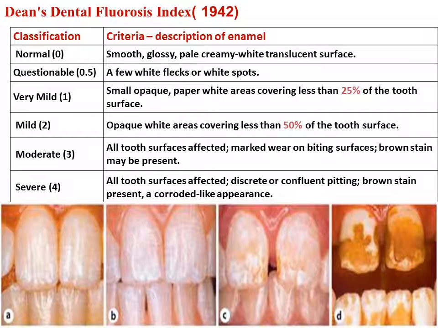How do we measure dental fluorosis? This is done by using different fluorosis indices. The most common one is Dean's Dental Fluorosis Index in 1942. This index includes many scores ranging from 0 to 4.